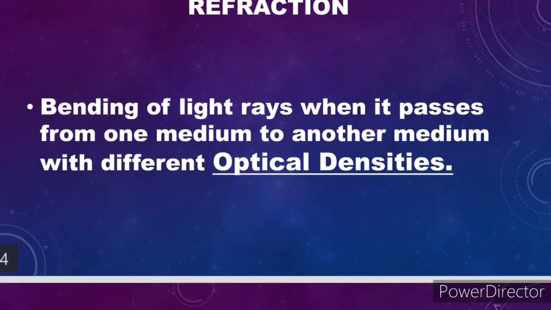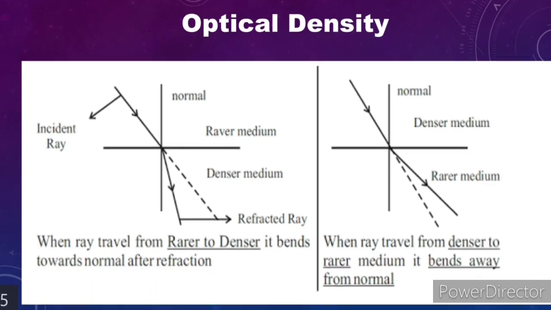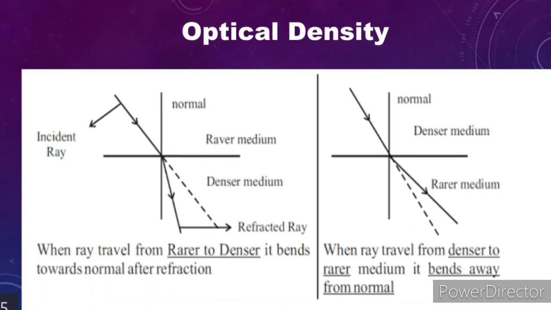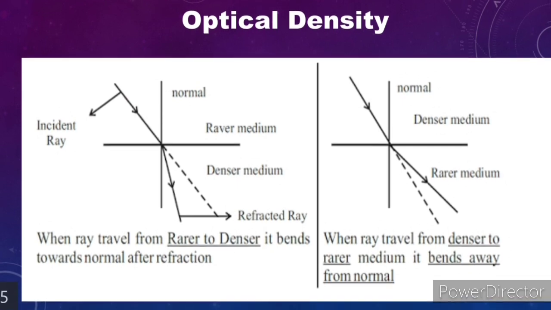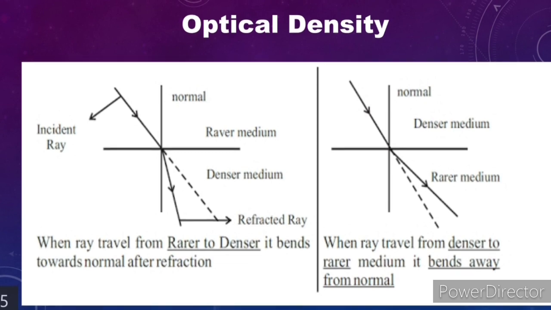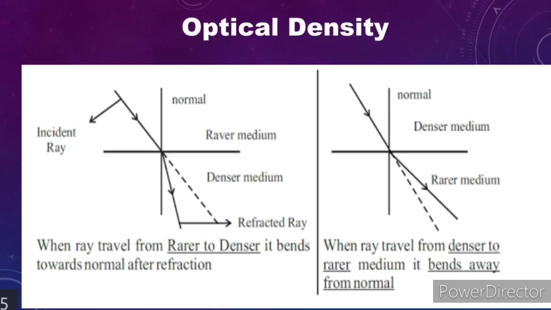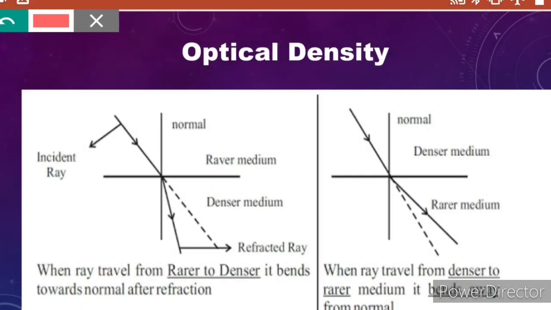See, optically dense means what? Let us take two examples. Now you are seeing this slide. In front of you, on the left hand side, there is a picture where a light ray is going from a rarer medium to the denser medium. In this particular case, the light ray should follow the dotted line. Let me clarify it once again for you. This light ray should follow this dotted line, but due to the denser medium, it is now following this line.